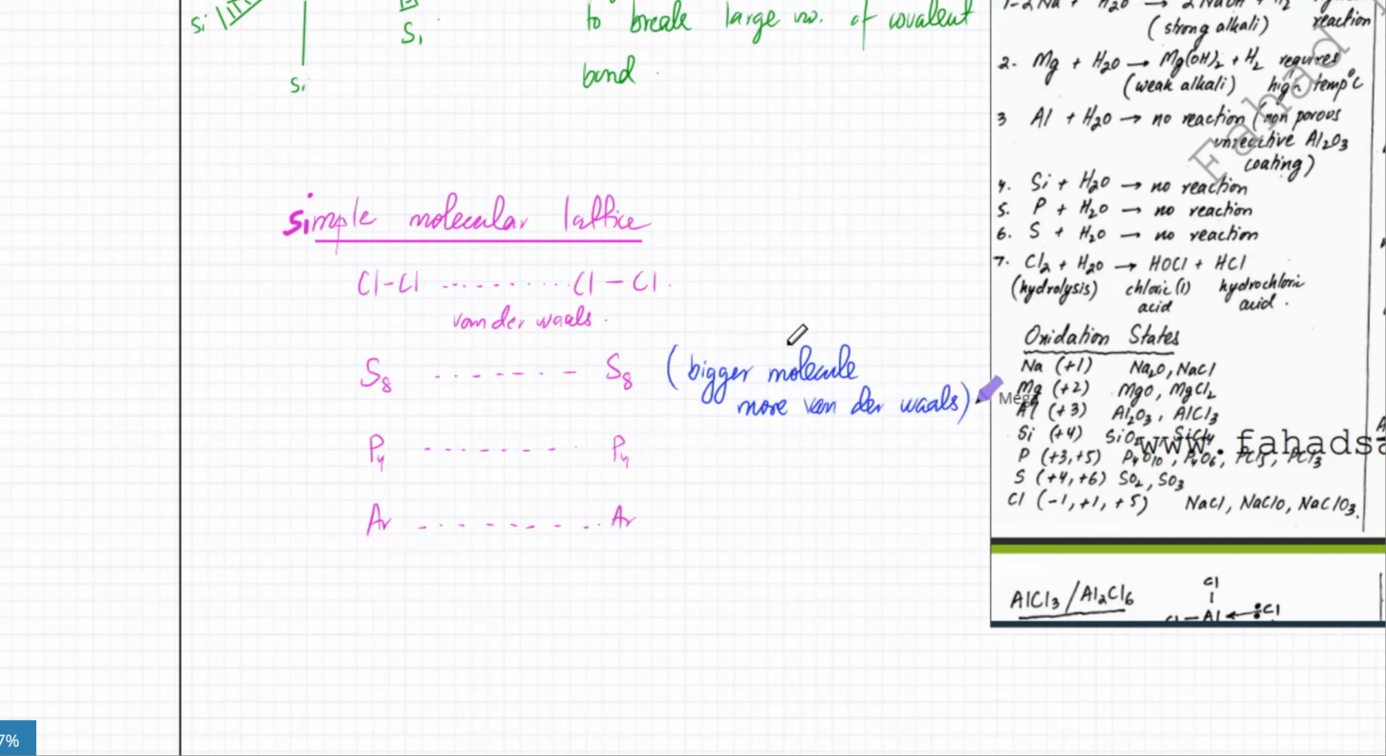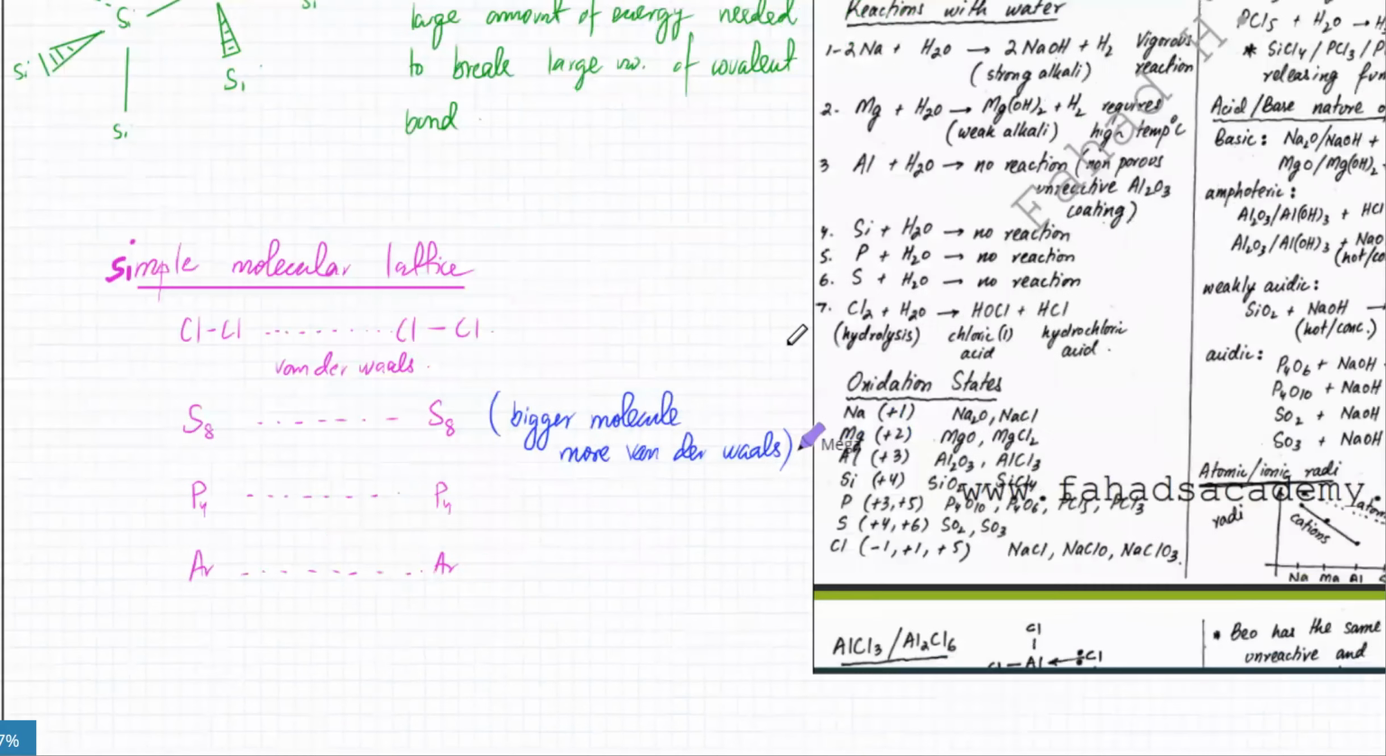So if it has more van der Waals forces, that means it's going to have a higher boiling point. And which one out of the 4 is going to have the least van der Waals forces?